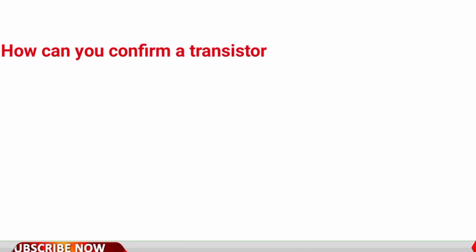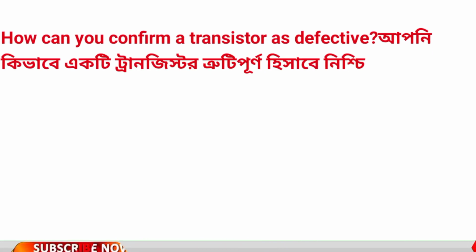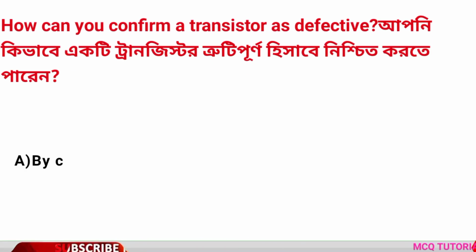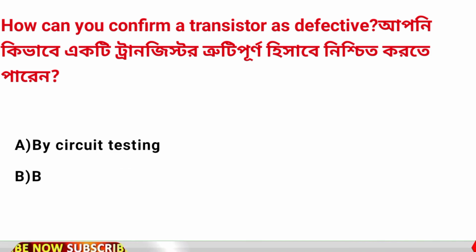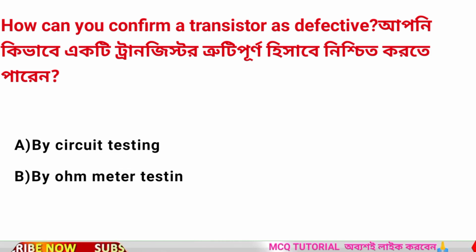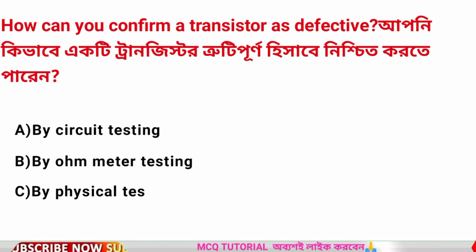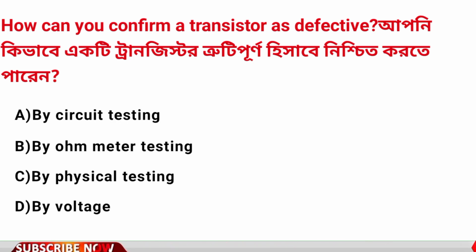How can you confirm a transistor as defective? Option A, by circuit testing. Option B, by ohm meter testing. Option C, by physical testing. Option D, by voltage measurements.